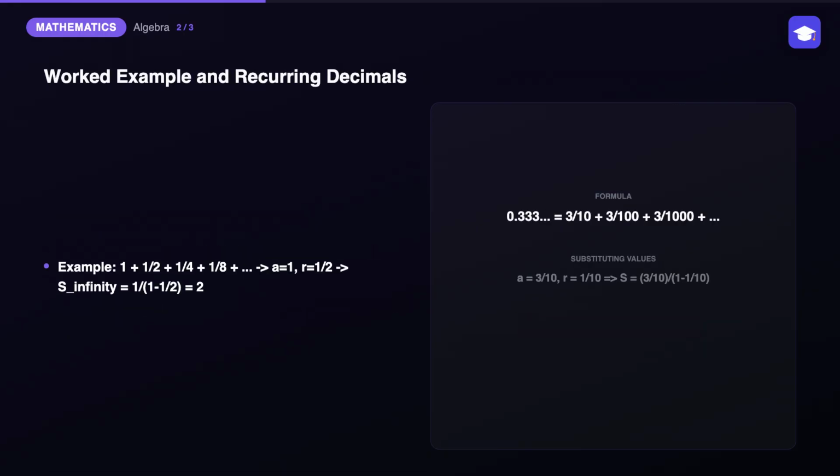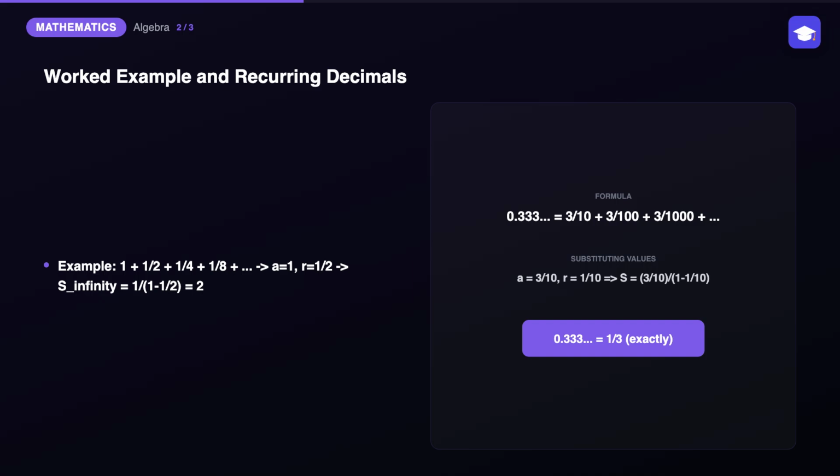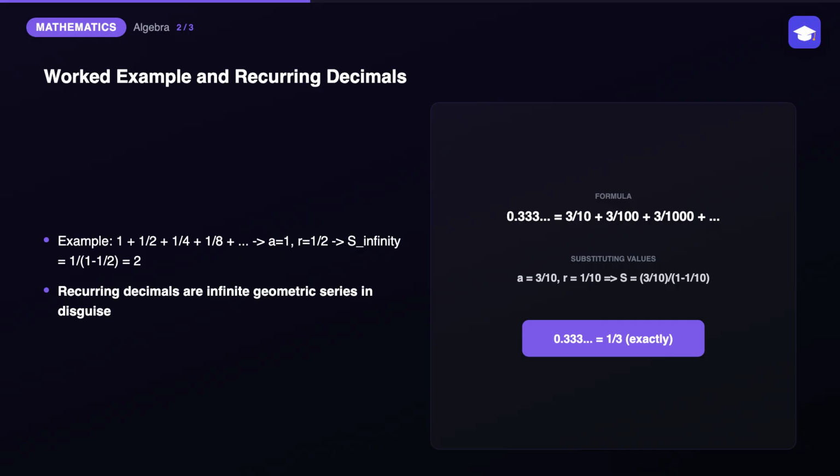As a genuinely direct example, find the sum to infinity of 1 plus 1 half plus 1 quarter plus 1 eighth, and so on forever. Here a equals 1 and r equals 1 half, both satisfying the convergence condition, so S infinity equals 1 divided by 1 minus 1 half, which equals 1 divided by 1 half, equals 2.